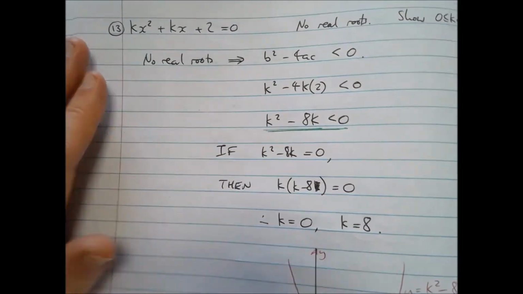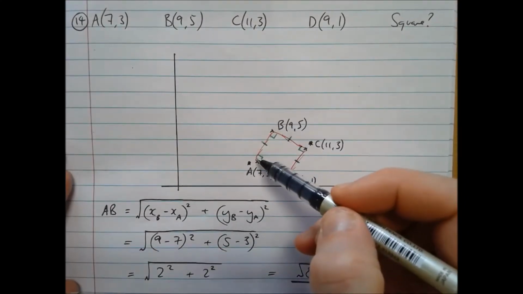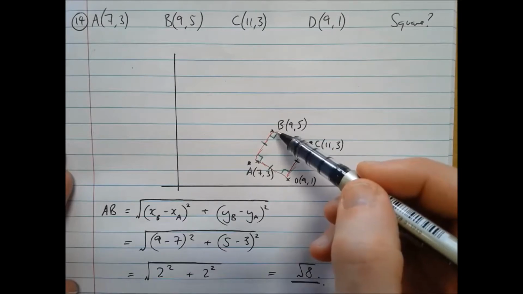Okay, this time now we're going to look at the perpendicular nature of the corners. So what we're looking to do here is, let's show you. We're trying to show that A to B is perpendicular to B to C.